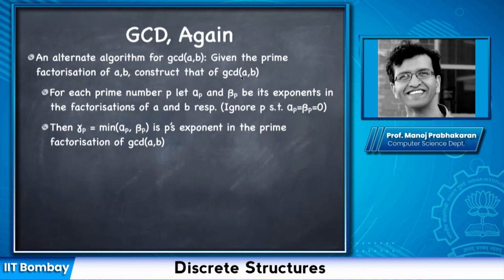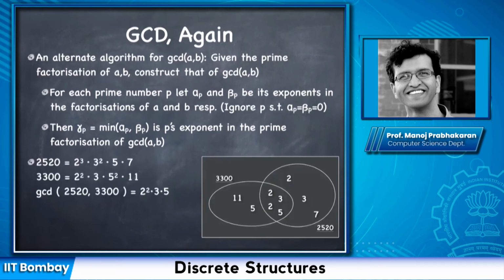So how do you find the prime factorization of GCD of A and B? It's pretty simple. For every prime p, as before, let alpha p and beta p be its exponents in the factorization of A and B. For the prime factorization of the GCD, I have an exponent gamma p, which is simply the minimum of the two exponents alpha p and beta p.